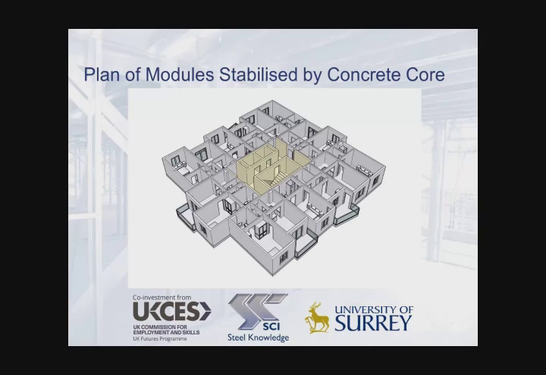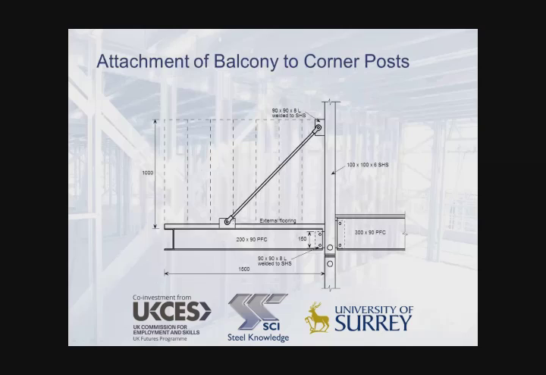High-rise modules have to be clustered around a core, which is shown here in yellow, in order that they are stabilized against lateral loads. And you can see here that each pairing of modules forms one apartment. And balconies are often attached to corner posts, as shown here. So here, this would be a square hollow section built into the corner of the module, and that allows the balconies to be suspended from it.